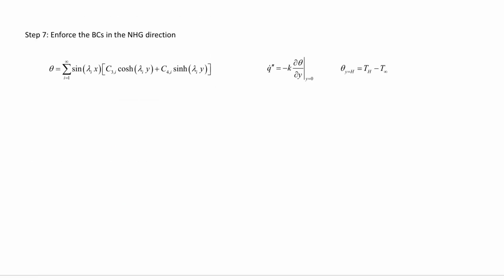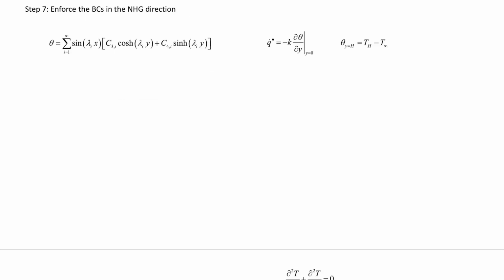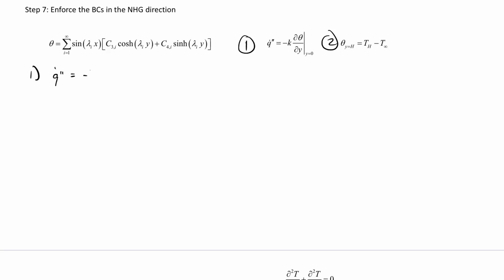Okay, so step seven is enforce the boundary conditions in the non-homogeneous direction. This is again going to follow pretty much the same procedure, except we have a slight difference which we need to go through. We're taking now these two things, boundary condition one and boundary condition two in the y direction, and we need to enforce these. So let's do boundary condition one. This becomes q dot double prime is equal to minus k times the sum from I equals one to infinity of sine lambda I x times C3.